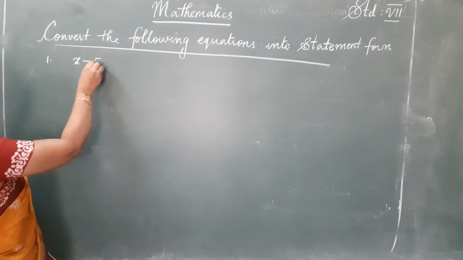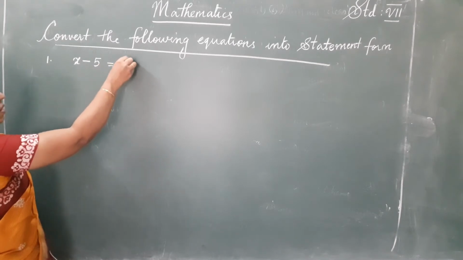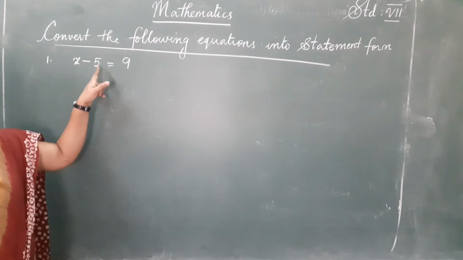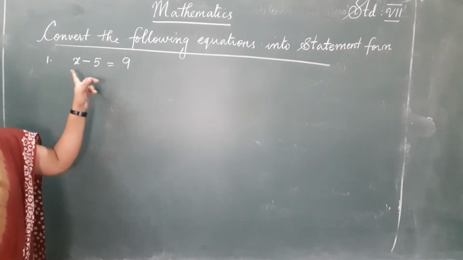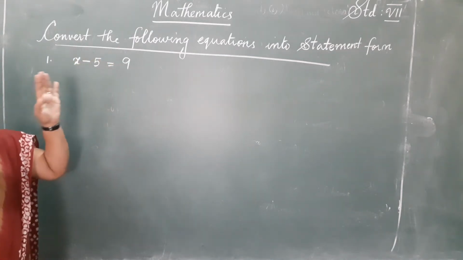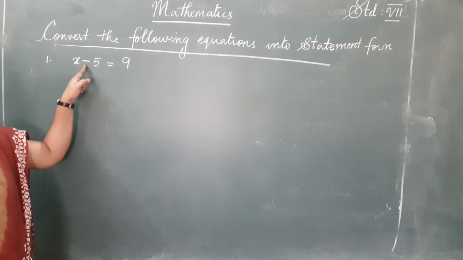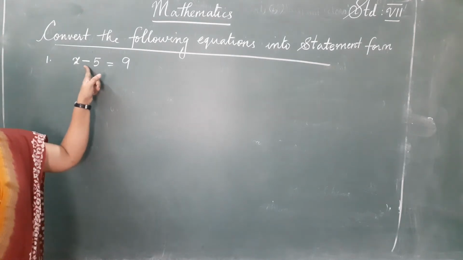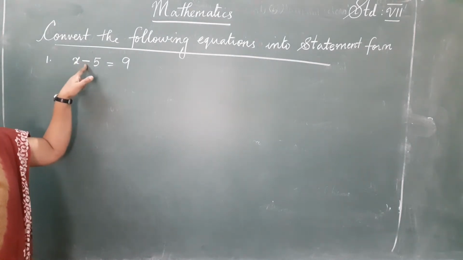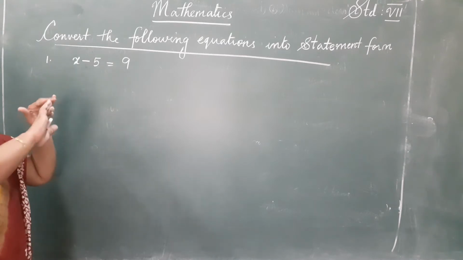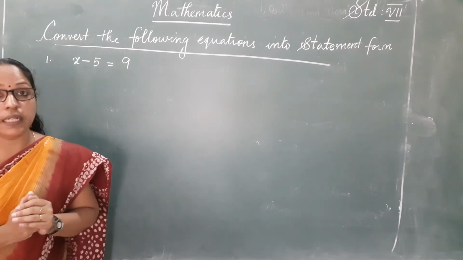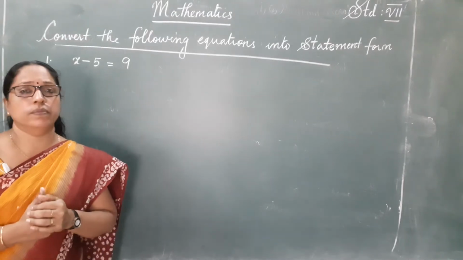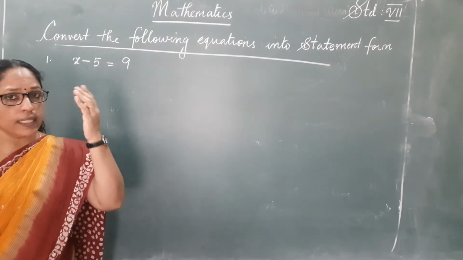So the first equation is x minus 5 is equal to 9. x minus 5 is equal to 9. This is an equation where you can see the operation. What is the operation here? Yes, it is subtraction. So you have to start from the operation. How do you make a statement for this? Come on, think. If you think a bit, you can get it.